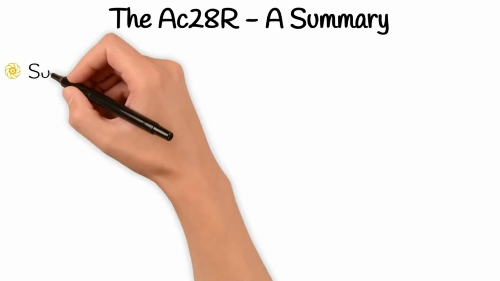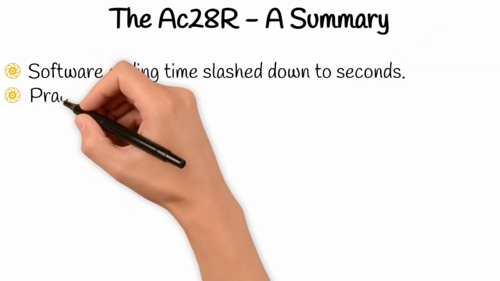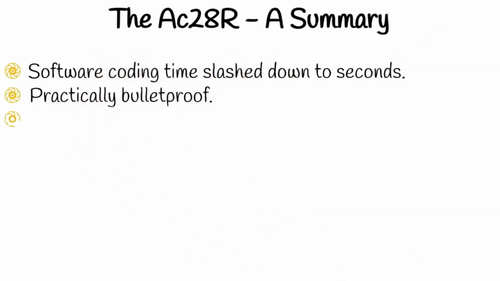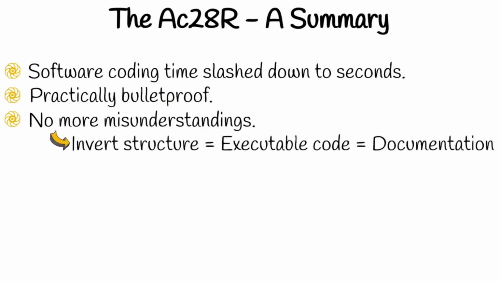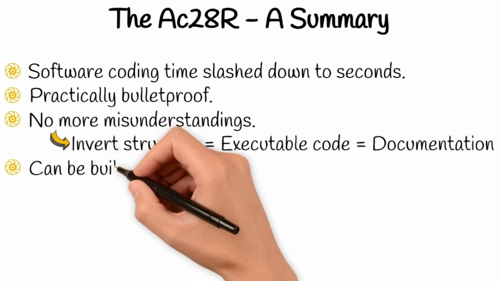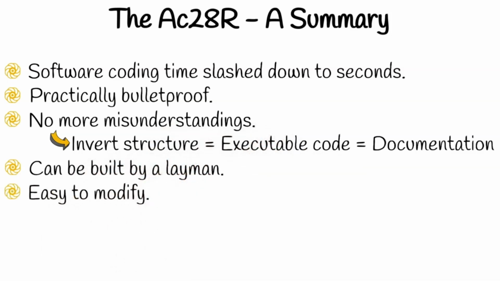In video 1, we talked about the shortcomings in current software development practices, and we made some strong claims about fixing them. Let's see how we did. Software coding time slashed down to seconds. Practically bulletproof. No more misunderstandings. Get it right the first time. Technical expertise no longer necessary. And future modifications without pain, as many times as you like.